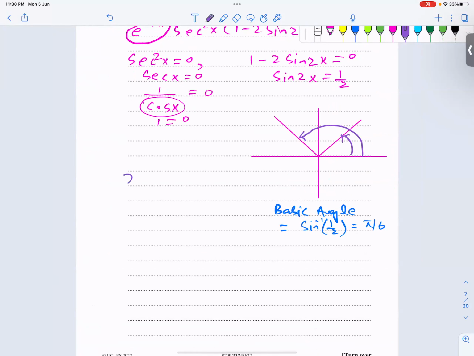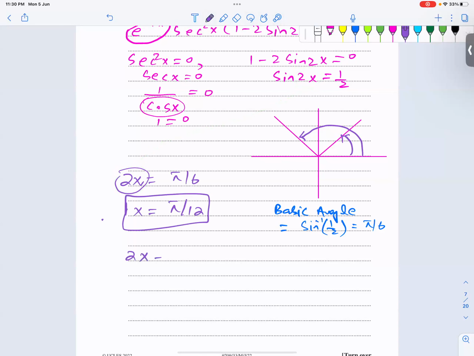So the first answer will be 2x is equal to the basic angle. Why did I write 2x? Because 2x was the angle in the sine 2x. Okay, you always write this angle. So sine 2x is equal to pi by 6. So this will give you x is equal to pi by 12. This is in the domain.